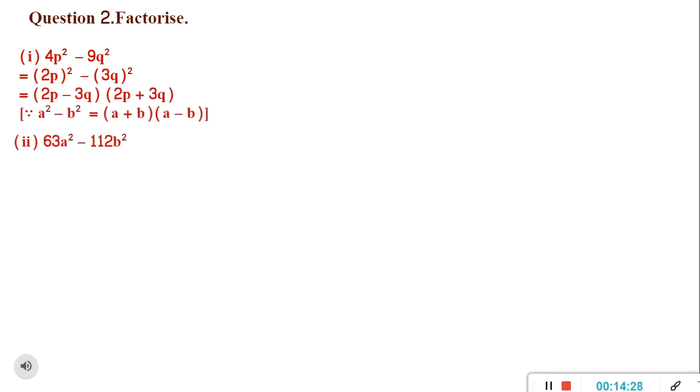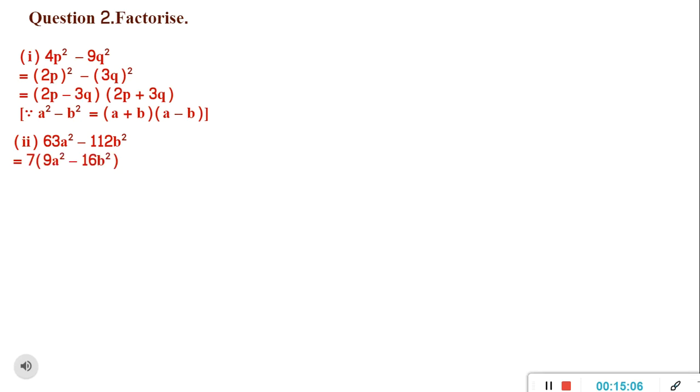Second one, 63a square minus 112b square. Here also two terms are there, but both the terms are not perfect square. A square and b square, okay, that is a perfect square, but 63 and 112 is not a perfect square. But we can see that if we take out one common factor from 63 and 112, we will make it become a perfect square. How? We know that 7 into 9, 63, right? The same way 7 into 16 also 112. Then we can see that 9 and 16 both are perfect squares.